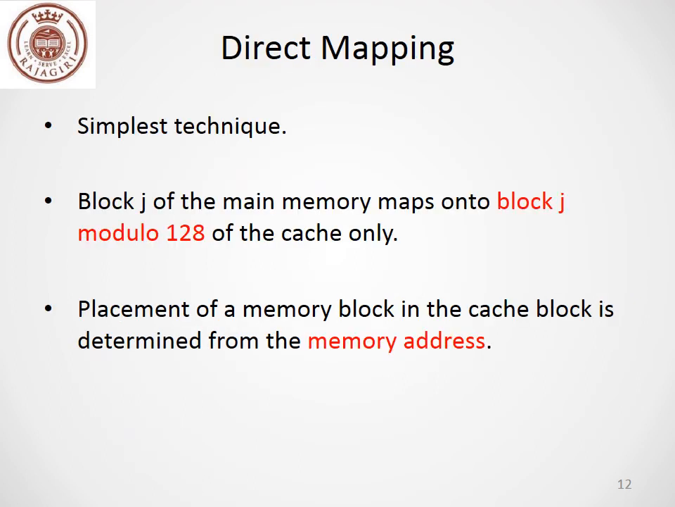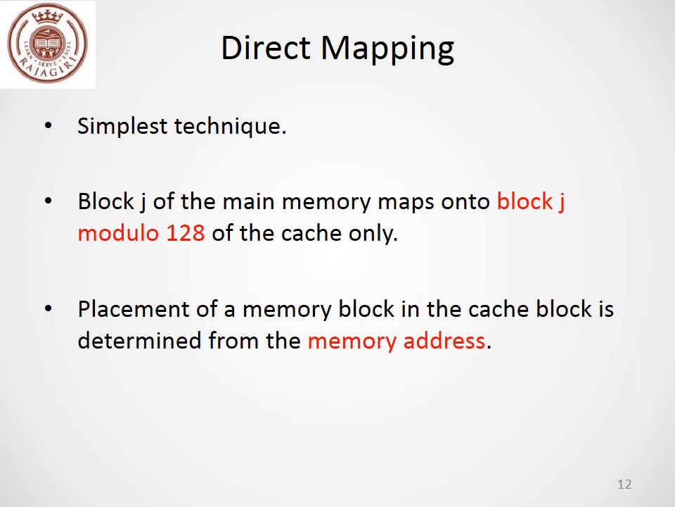So first we will see direct mapping. It is the simplest of all the three mapping functions. Here, when I want to map a main memory block into the cache, for example, if I am mapping block J of the main memory into the cache, it will only be mapped into the block J modulo 128th position in the cache. For example, if I am taking block 0 from the main memory, it can be brought to 0 modulo 128, that is the 0th block in the cache.